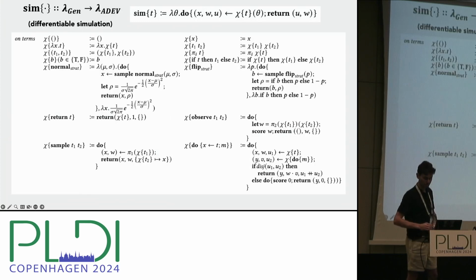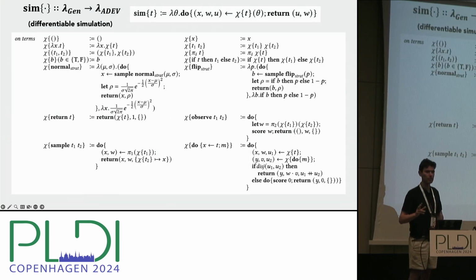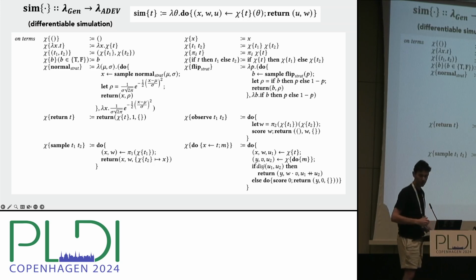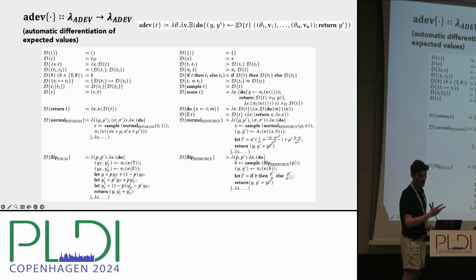original program. These program transformations are each about half a page, defined inductively on the syntax of the source languages and proven correct using logical relations. Here, for instance, is part of our inductive definition for sim. Here's density. And here's the addev transformation.